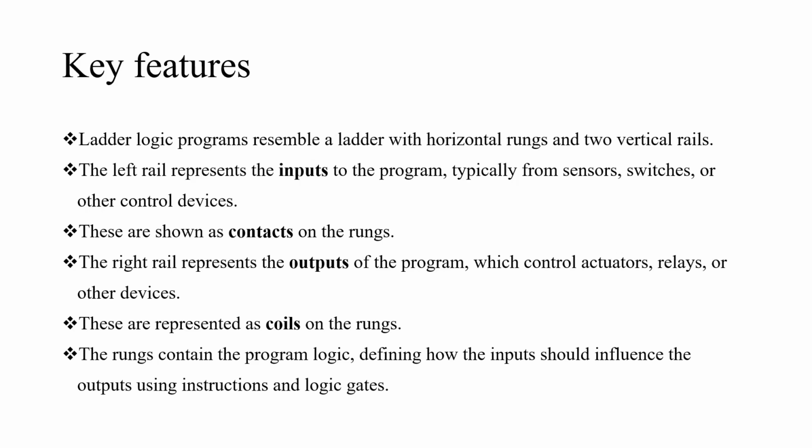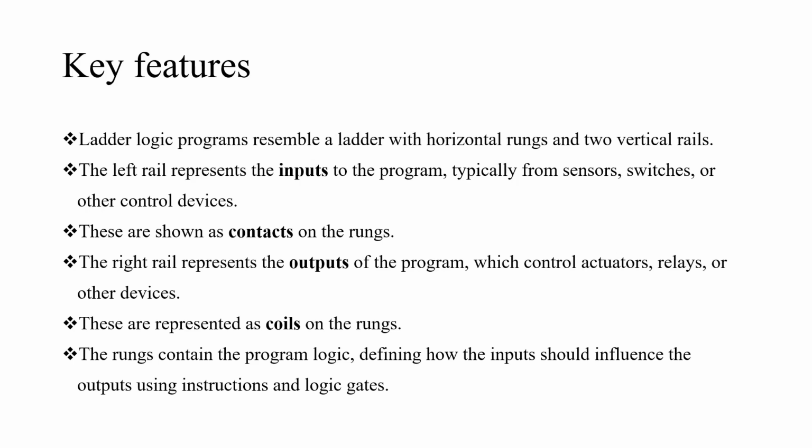We find that ladder logic programs resemble a ladder with horizontal rungs and two vertical rails. The left rail represents the inputs to the program, typically from sensors, switches, and other control devices. Then these can be shown as contacts on the rungs. Now, the right rail represents the outputs of the program, which control actuators, relays, or other devices.